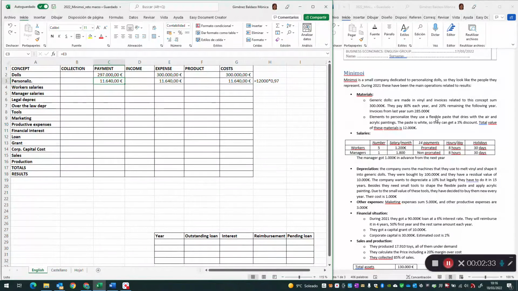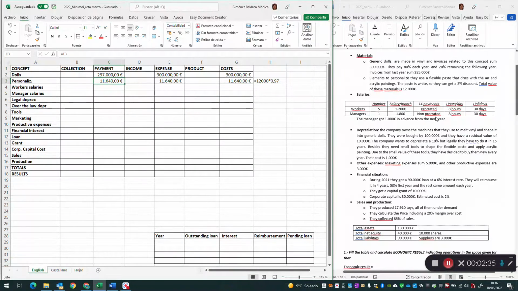Okay? Now we move on to the salaries. How many people are working here? It says there are 5 workers. They get 1,200 per month with the payments prorated. And then there's one manager, who earns 1,800 with non-prorated payments. We have some information regarding the hours and holidays and so on. This is in order to calculate the productivity, which is going to be the next week. But for the moment, you don't need this information, so we're going to do nothing with this.